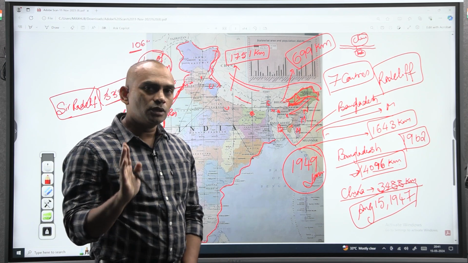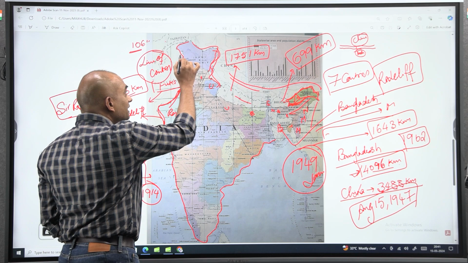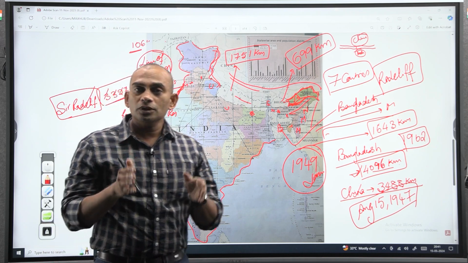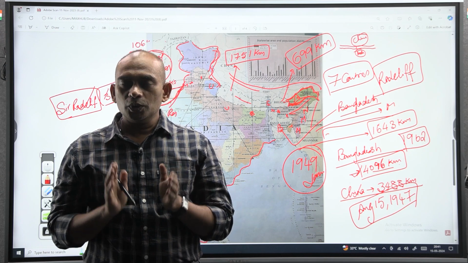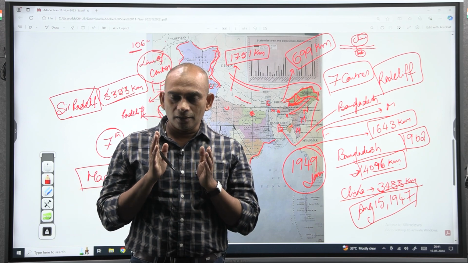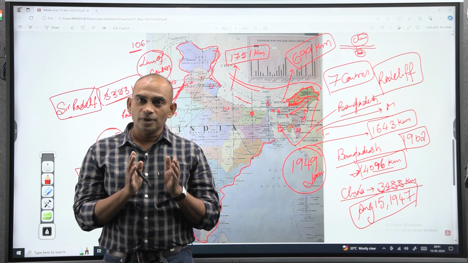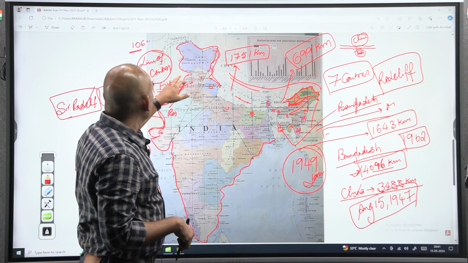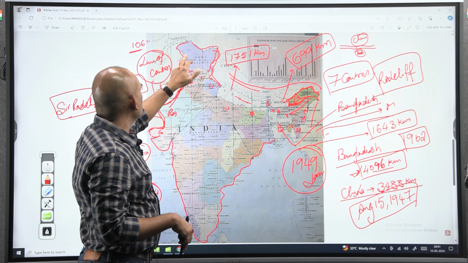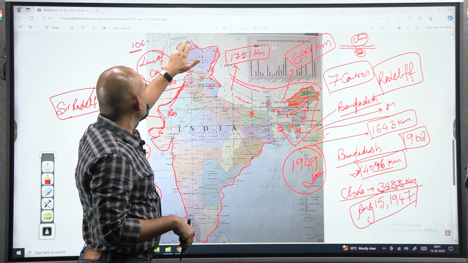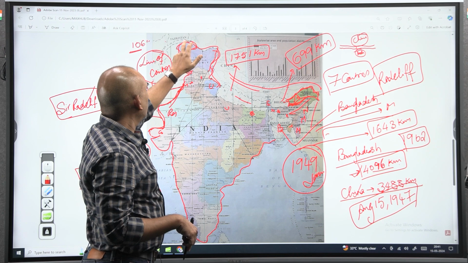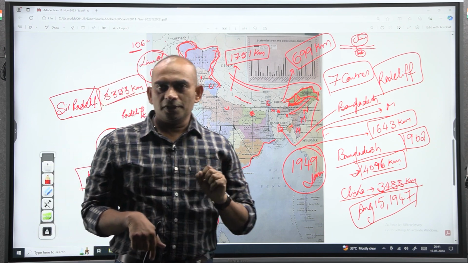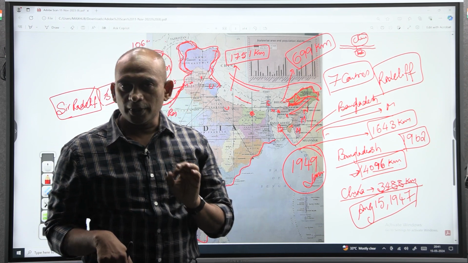The Line of Control is clearly demarcated, and both India and Pakistan are following and respecting it. Then if you look at this particular zone, this zone is known as Pakistan Occupied Kashmir.